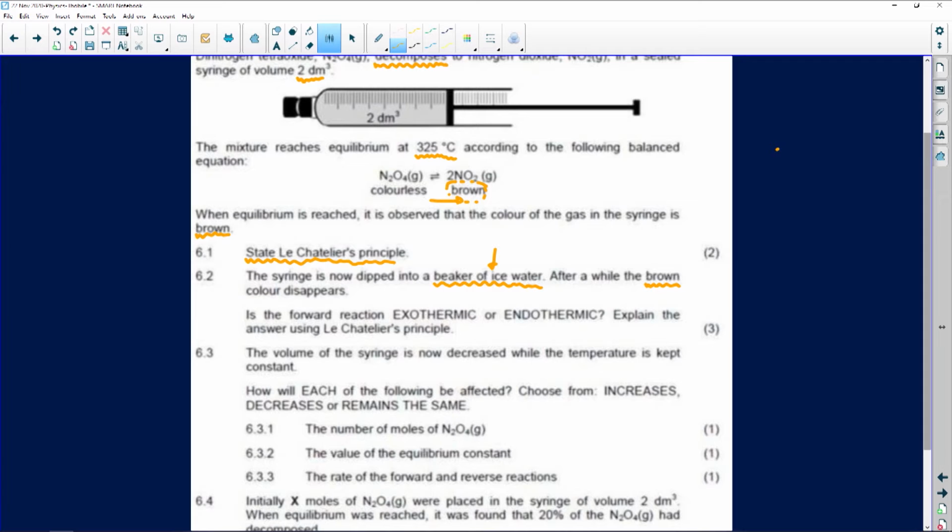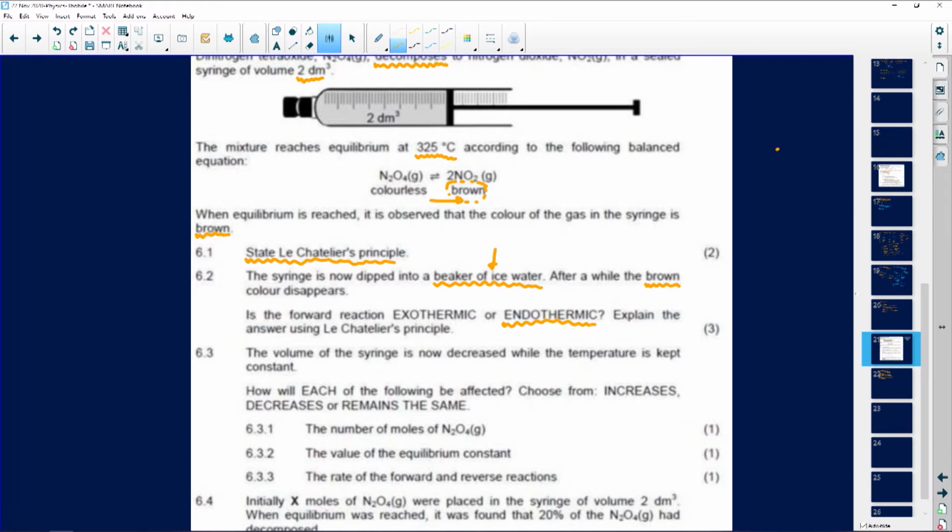So now let's see what the question says. That is the theory that I know. In ice water, we are decreasing the temperature. If the brown color disappears, it means that we are favoring the other side. Let's see what the question says. Is the forward reaction exothermic or endothermic? Explain using Le Chatelier's principle. Already I can see that the forward reaction will be endothermic. We must explain using Le Chatelier's principle.